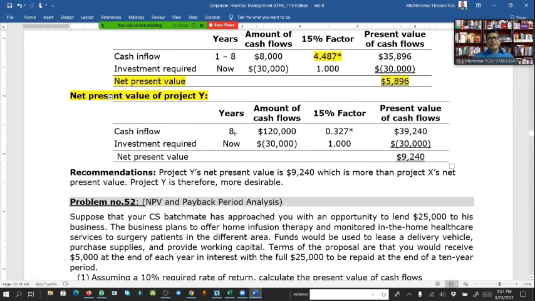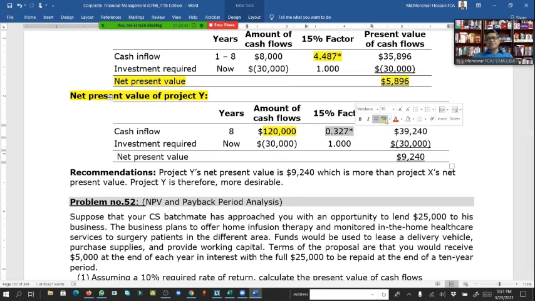Here in the same way, 8 years. That means this 1,20,000. Only one cash flow comes in year 8. So the PV factor for 8 years at the rate of 15% is 0.327. If we multiply 0.327 by 1,20,000, then the present value of cash inflow is 39,240. The investment requirement was 30,000. So the net present value was 9,240. What would be the recommendation?